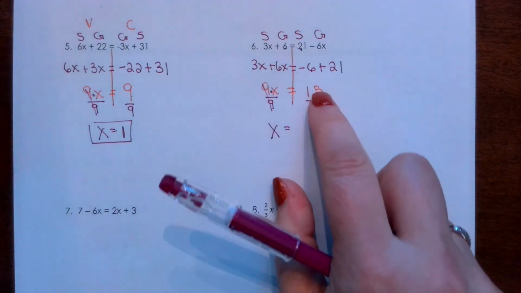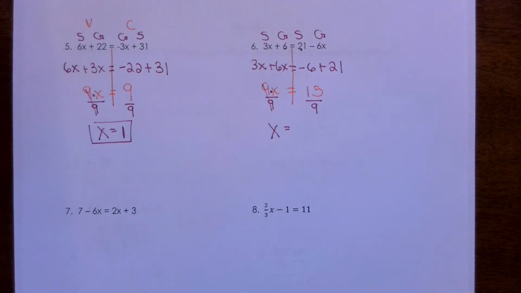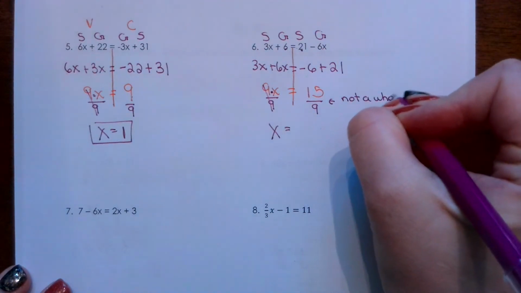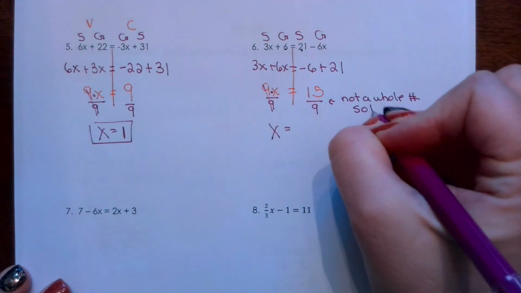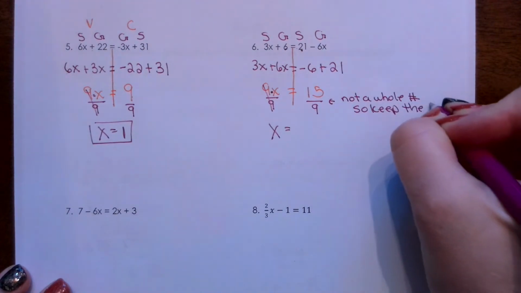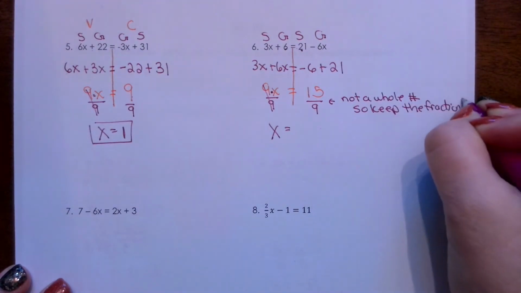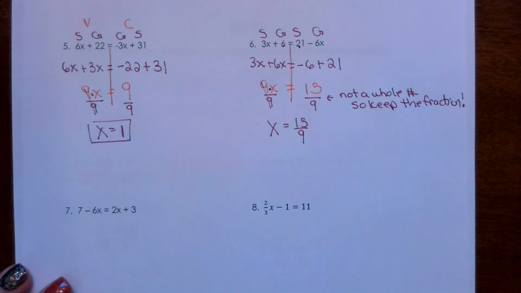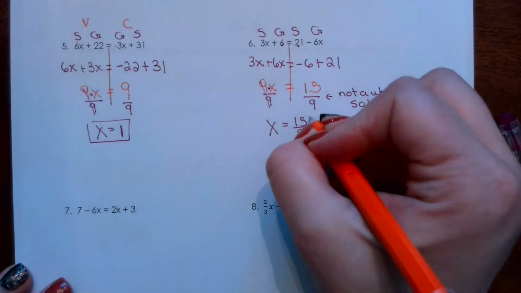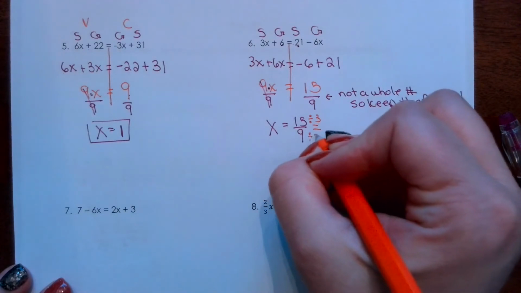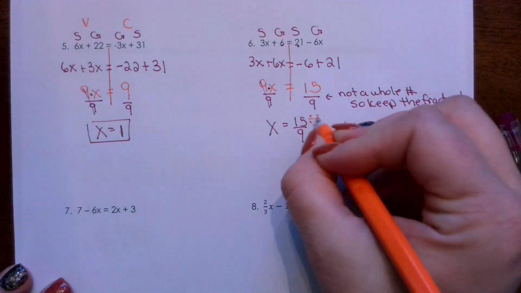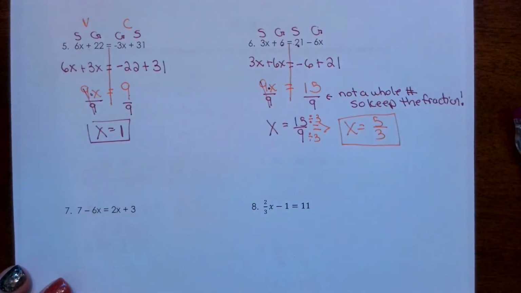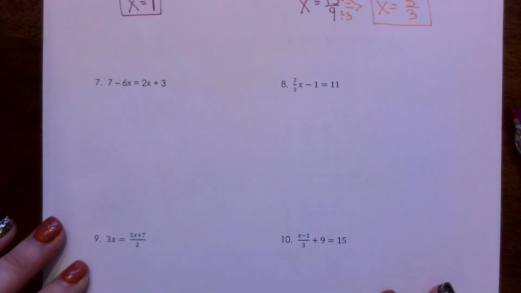And lo and behold, I'm going to put 15 divided by 9, and I'm going to find it is not a whole number. Not a whole number. So keep the fraction. Let's get used to using those fractions. So I'm going to put this as 15 over 9. I do have to make sure it's fully simplified. So I know that I can put 3 into 15 and 3 into 9. So x equals 15 divided by 3, which is 5. 9 divided by 3, which is 3. X equals 5/3.